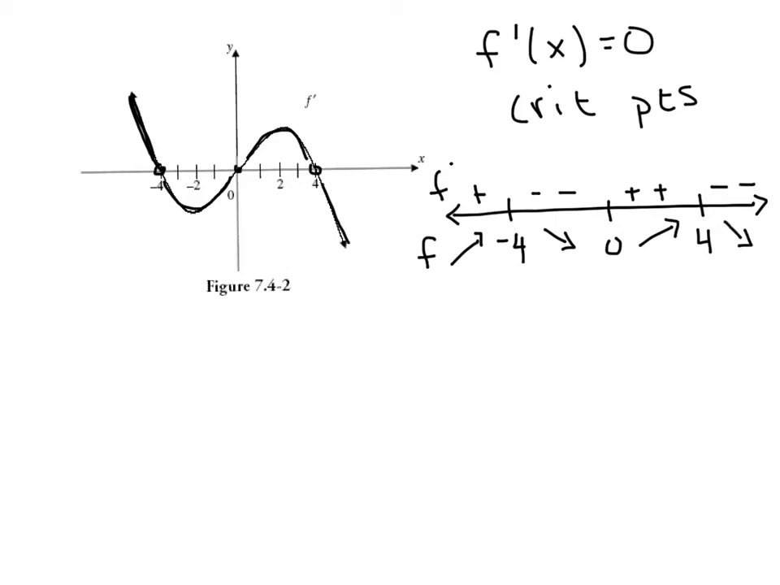So now from this sign chart, you can tell me a million things about f. You can tell me that there's relative maxes at -4 and +4. You can tell me f's got relative mins at 0. You can tell me the intervals on which f's increasing and decreasing and so forth.